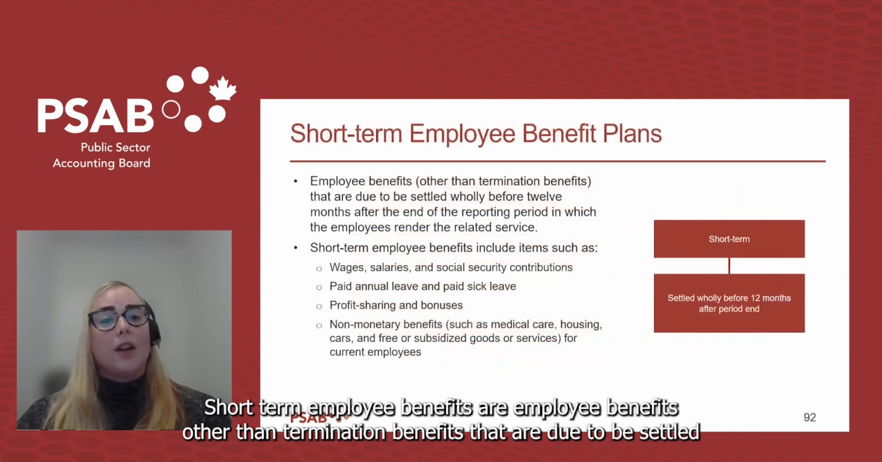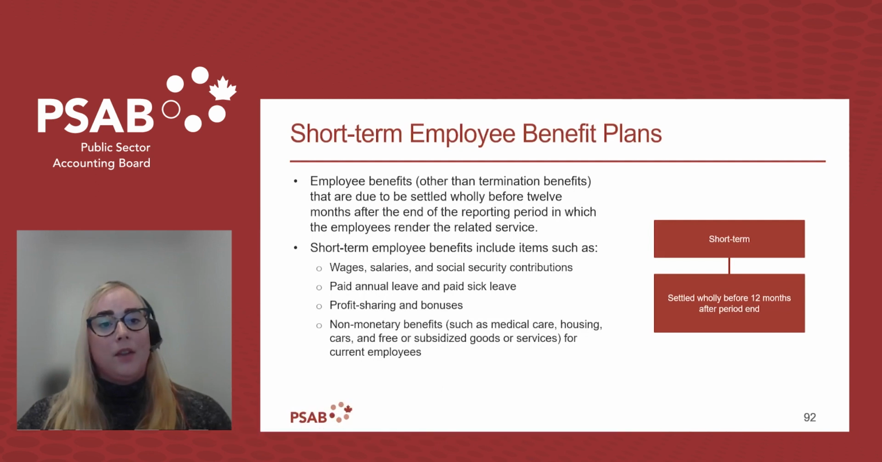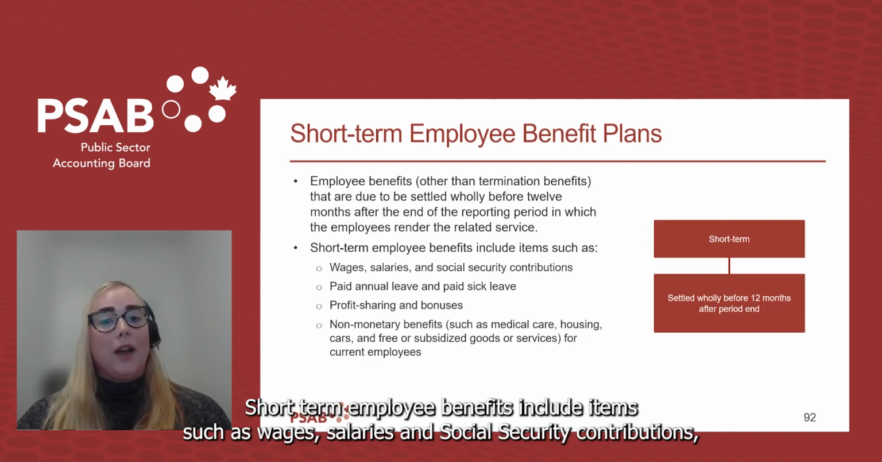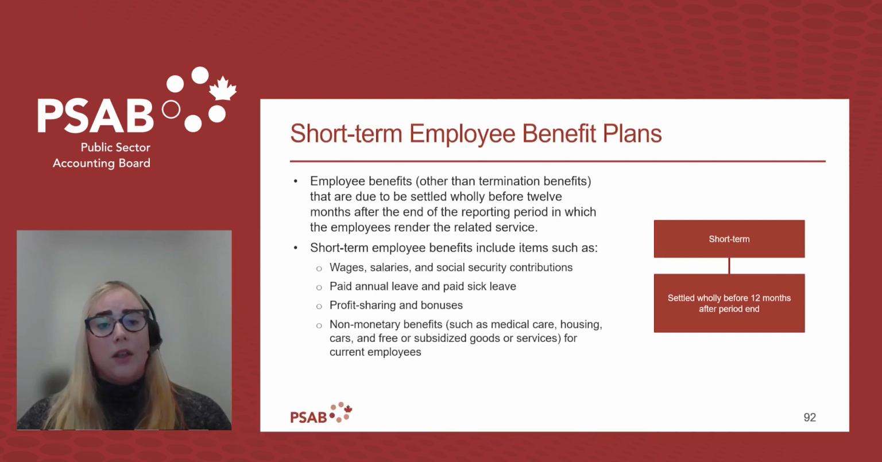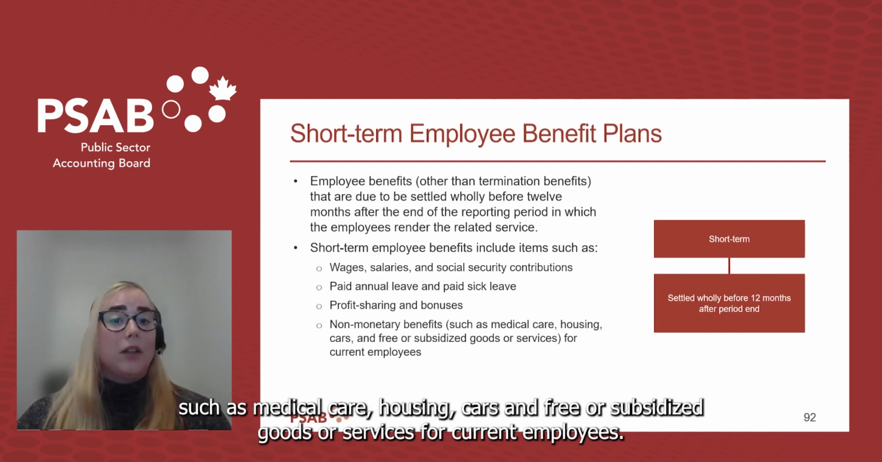Short-term employee benefits are employee benefits, other than termination benefits, that are due to be settled wholly before 12 months after the end of the reporting period in which the employees render the related service. Short-term employee benefits include items such as wages, salaries, and Social Security contributions, paid annual leave and paid sick leave, profit sharing and bonuses, and also would include non-monetary benefits such as medical care, housing, cars, and free or subsidized goods or services for current employees.